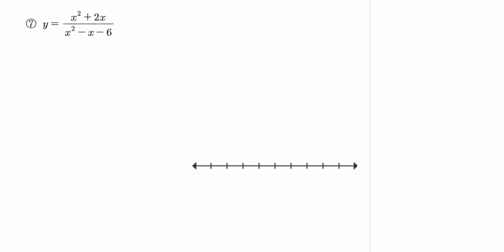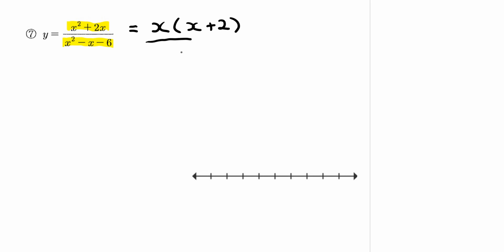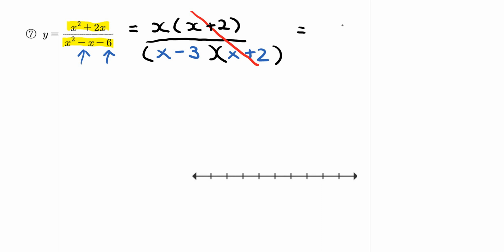For question number 7, we need to simplify this as much as possible because it looks like we might have a hole here. Let's factor the numerator and pull out an x, so it'll be x times (x plus 2). Then on the denominator, we need two numbers that multiply to -6 and add to -1. So I have an x here, an x there, and I can have -3 and plus 2. It turns out that these two can cancel off, and I'm left with just x over x minus 3.